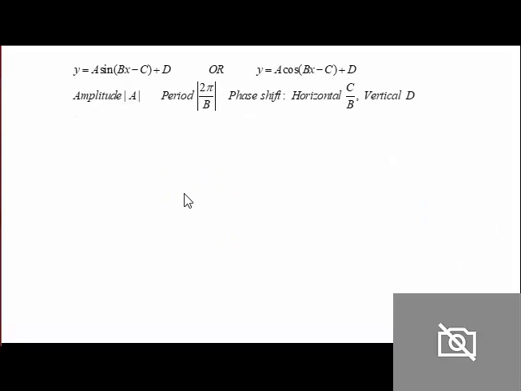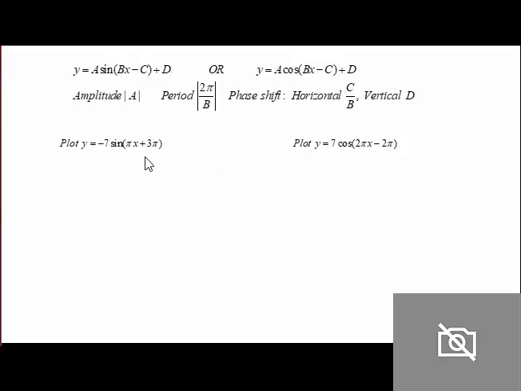Now, just quickly reminding you of the transformation. You have y equals a sine of bx minus c plus d, and you can compare this with its parent function, y equals sine x, and the same way with cosine x. So in both cases, your amplitude will be this guy here, a, then your period will be 2 pi over b, and your phase shift will be c over b horizontal, and the vertical is outside, which is d.